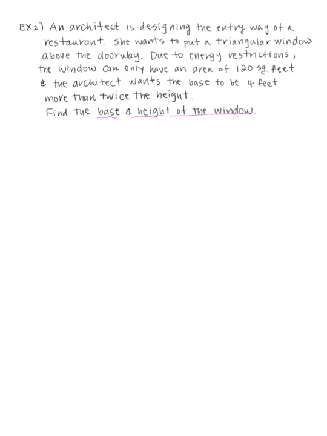Also remember that our window is going to be triangular. Now let's just jot down what's important. Well, we're talking about the triangular window. So first, let me draw that picture. And let's pretend that this is the window that the architect wants. Now, what is other important information? Well, let me see. The window can only have an area of 120 square feet.